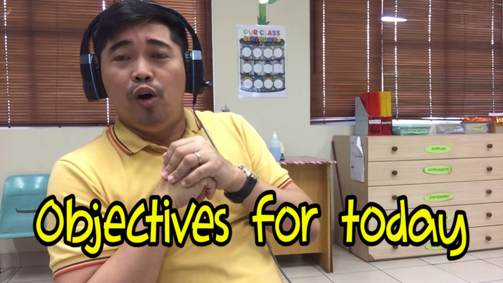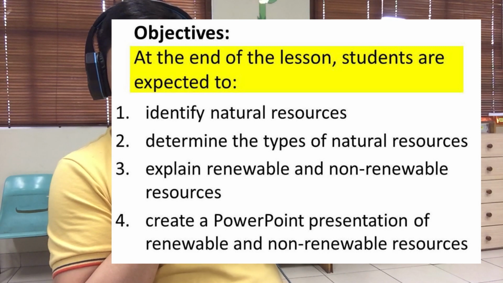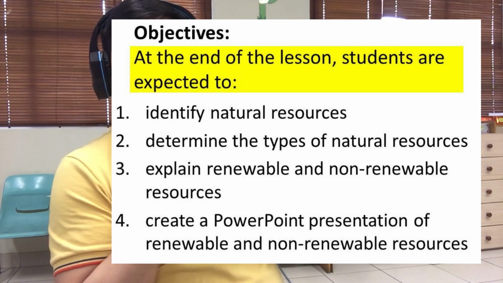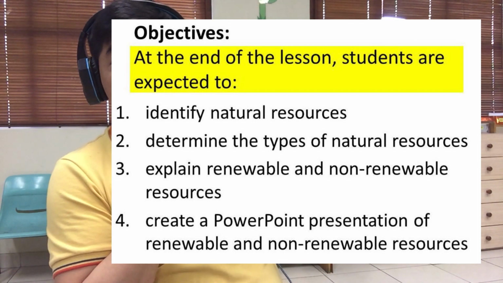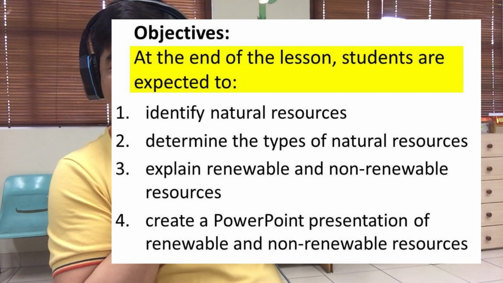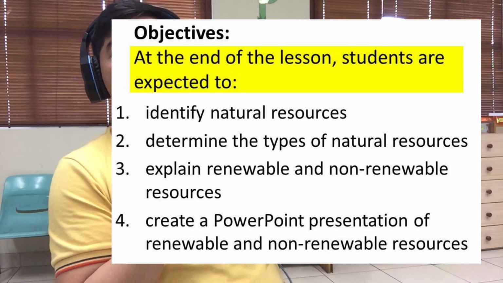All right, so first and foremost, before we proceed with our lesson, let's proceed with the expectations first, beforehand. Let's try to look at the objectives for today. What are the expectations from you guys today? First, you're going to identify what natural resources are. Number two, you're going to determine the types of natural resources. Number three, you're going to explain renewable and non-renewable resources. And lastly, number four, you're going to create a PowerPoint presentation of renewable and non-renewable resources.